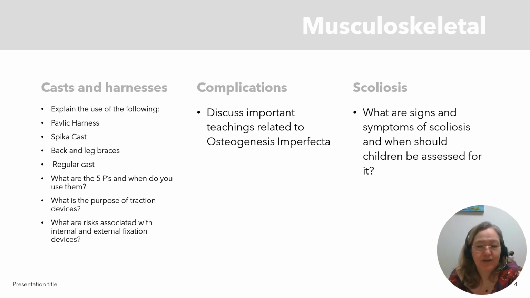There's a couple of things that are specific to kids that you won't see much in the adult population with musculoskeletal. So for example, Pavlik harnesses. Describe what they are used for. What is the purpose of a Pavlik harness, a spica cast, and then back braces used for scoliosis in particular. What is the purpose of a traction device? And what are risks associated with using external fixation devices?